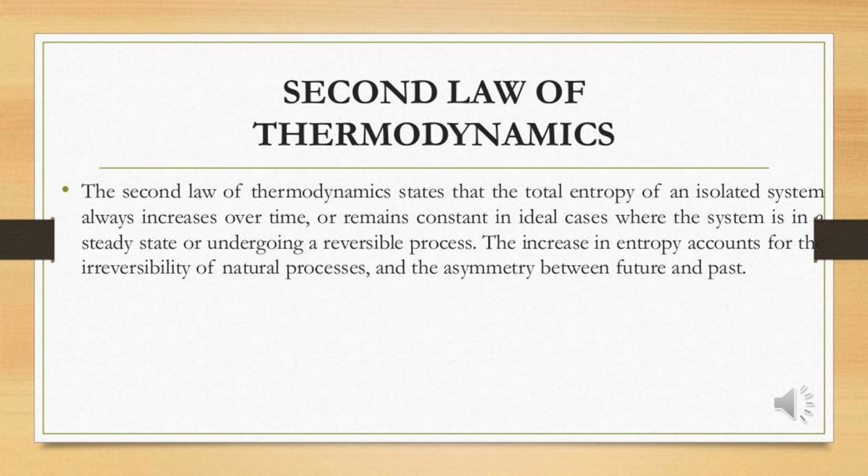The next one is the second law of thermodynamics. It is a generalization of our experience with spontaneous processes and can be stated in a number of ways. The first is that heat cannot by itself pass from a cold body to a hot body. It states that the total entropy of an isolated system always increases over time or remains constant, where the system is in a steady state or undergoes a reversible process. The increase in entropy accounts for the irreversibility of natural processes and the asymmetry between the future and the past.